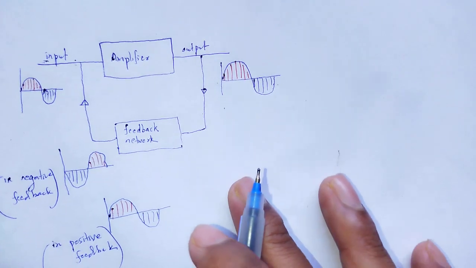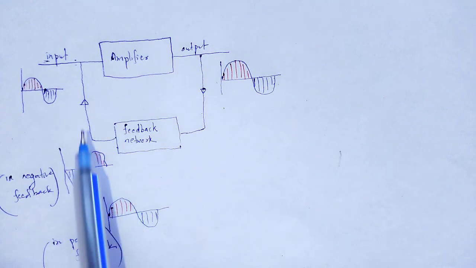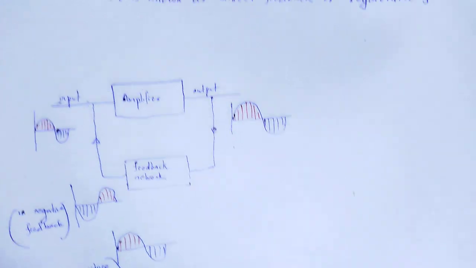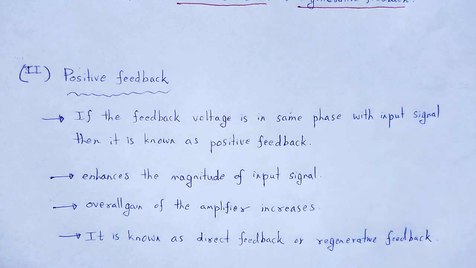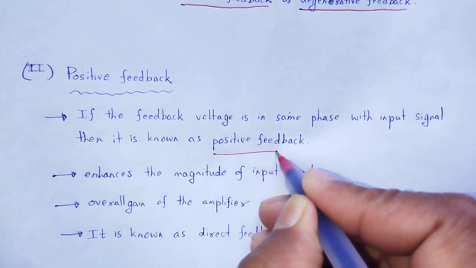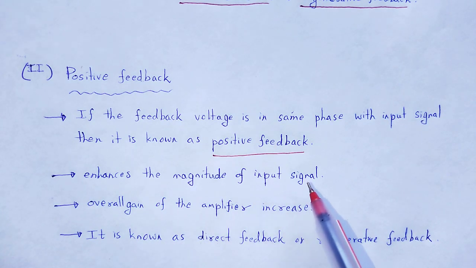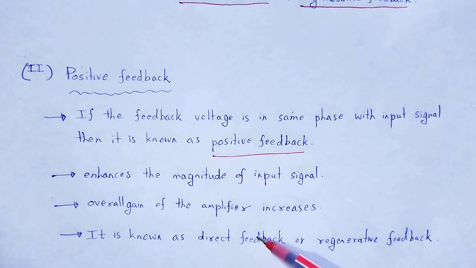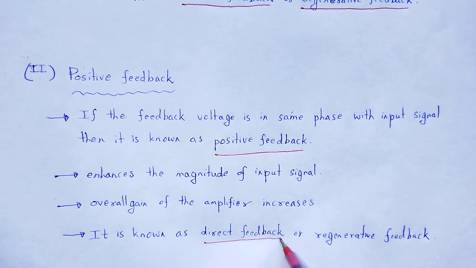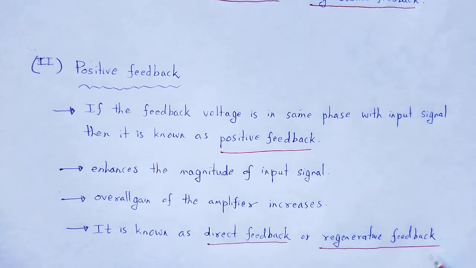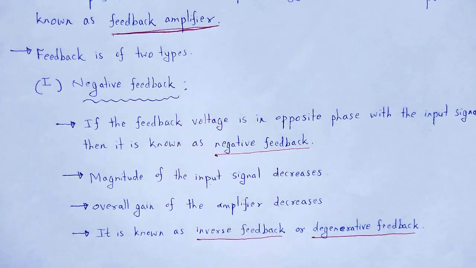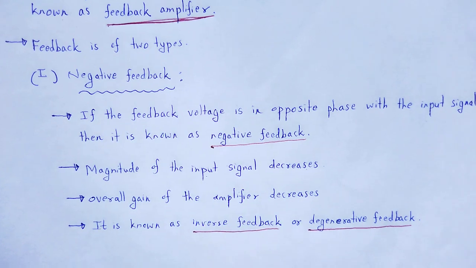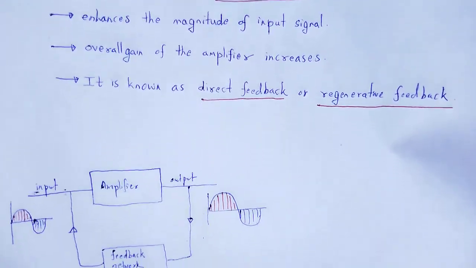In case of positive feedback, the signal is in the same phase. If the feedback voltage is in same phase with the input signal, then it is known as positive feedback, and it enhances the magnitude of input signal and the overall gain of the amplifier increases. In other words, this type of feedback is known as direct feedback or regenerative feedback. In this way, we classify feedback into two types: negative feedback and positive feedback.